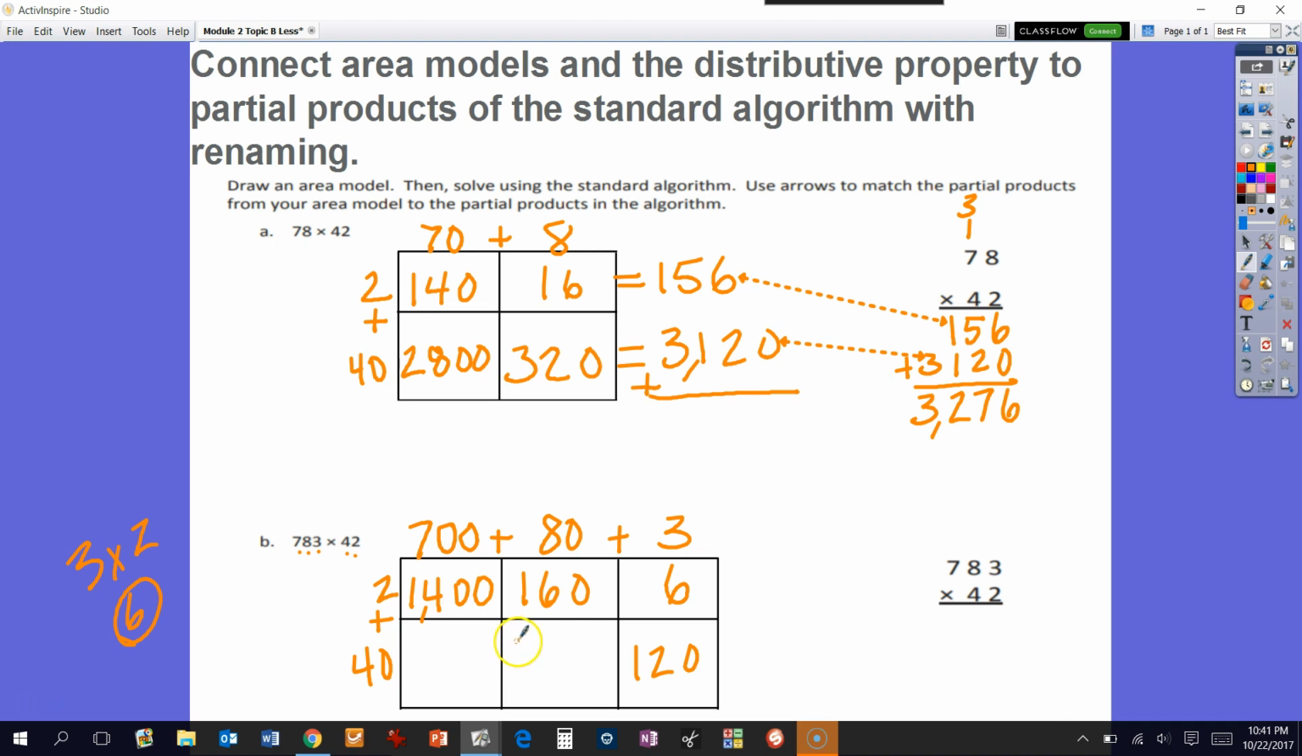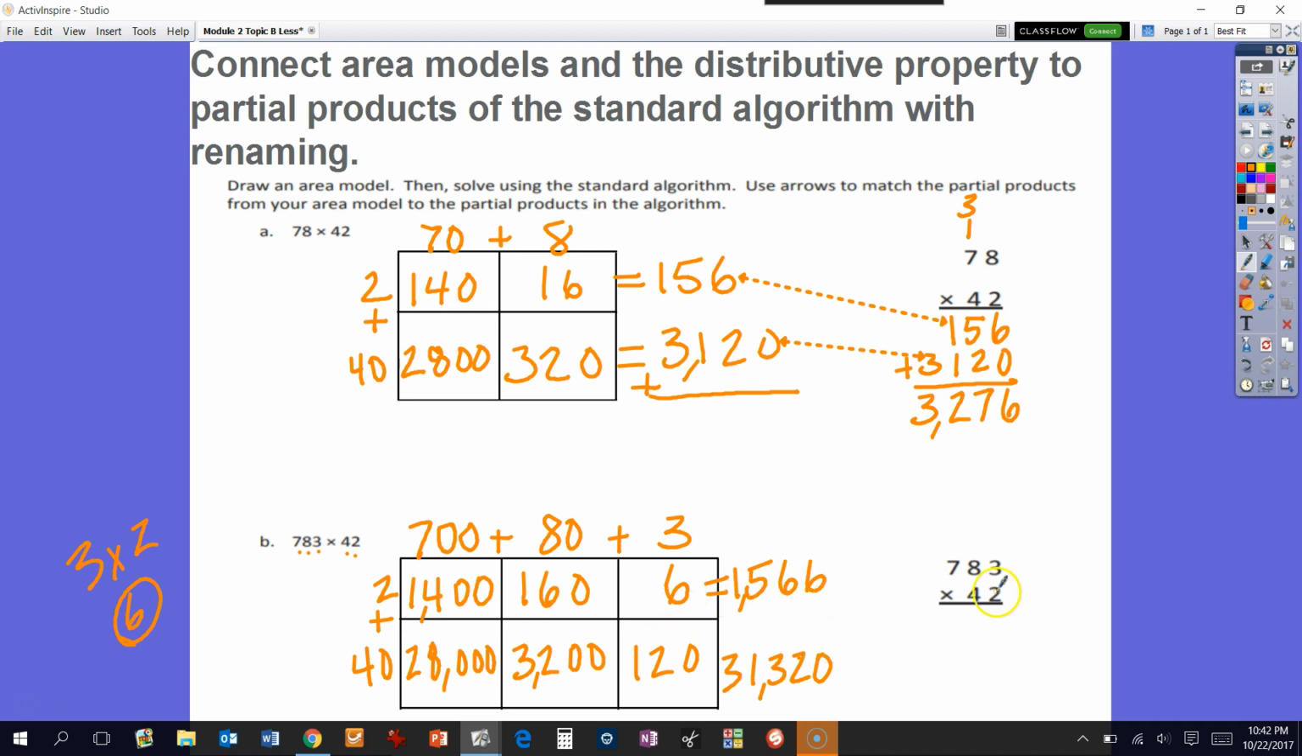40 times 80 is 3,200. And 40 times 700 is 28,000: 1, 2, 3 zeros. And we add those up, we get 1,566. And now here we get 31,320. Alright, and we can do the standard algorithm.